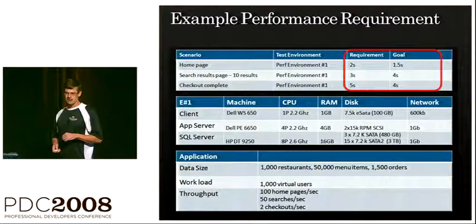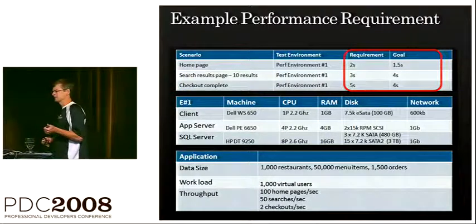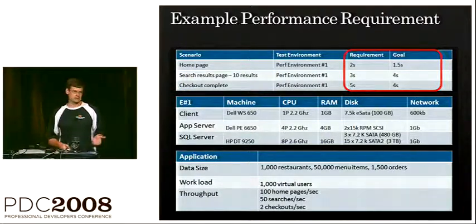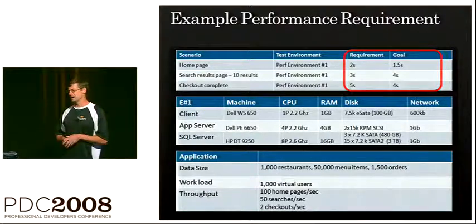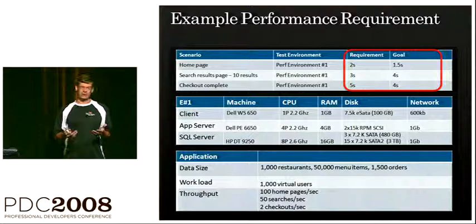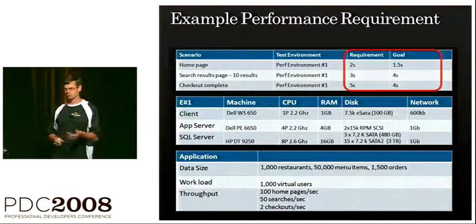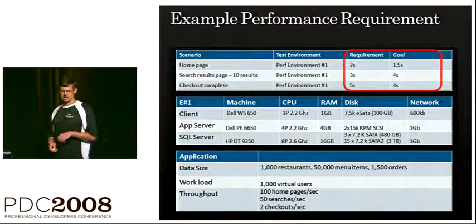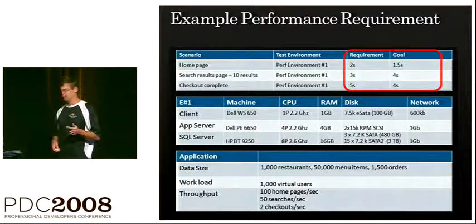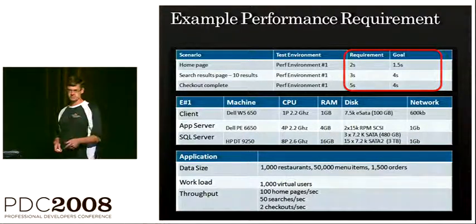The second thing is it differentiates requirements and goals. A requirement is something you have to have in order to ship, and a goal is a nice to have. Well, if you have to have it, you better know when you get there. And so it's really important that requirements are measurable. And so here you can see a page load time requirement is specified.